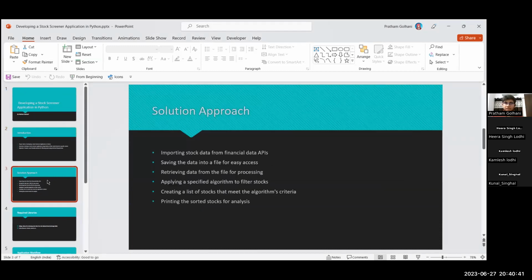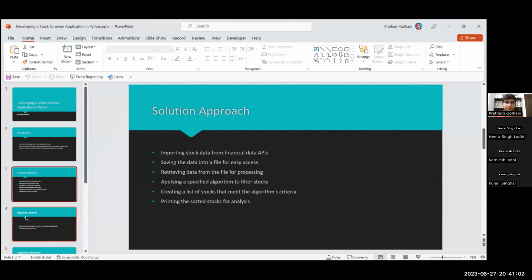Now, how we will develop the project? The solution approach involves several steps. First, we will import the stock data from financial data API. Then we will save this data into a file for easy access. Next, we will retrieve the data from the file and process it using a specified algorithm to filter stocks. The filtered stocks will be organized into a list and printed for analysis.